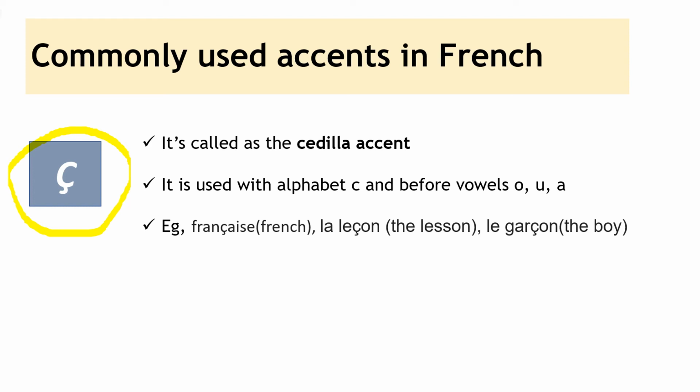le garçon, the boy. Now if we hadn't used the cedilla accent in any of these words, for example, la leçon would have been la lecon with a hard C sound, and that isn't a word in the French dictionary, right? So a cedilla accent is used before vowels O, U and A, and it gives the sound of S. So, yeah. Let's move on to the next one.